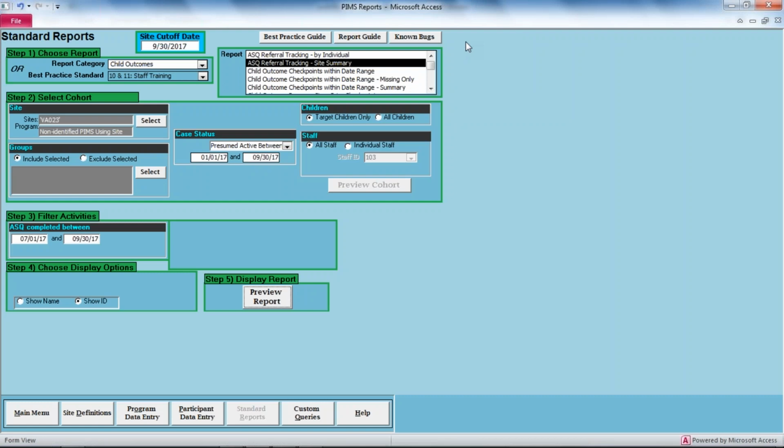Okay, then we have just two more reports to do for your quarterly reporting to DSS. And one is under the children. That's this one, the child outcome scores within normal limits. That's going to pull for the presumed active participants the outcome scores for those participants for outcomes that they were assessed on during the period you select.